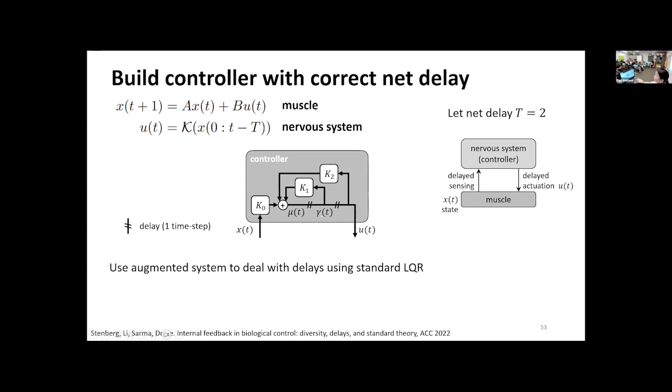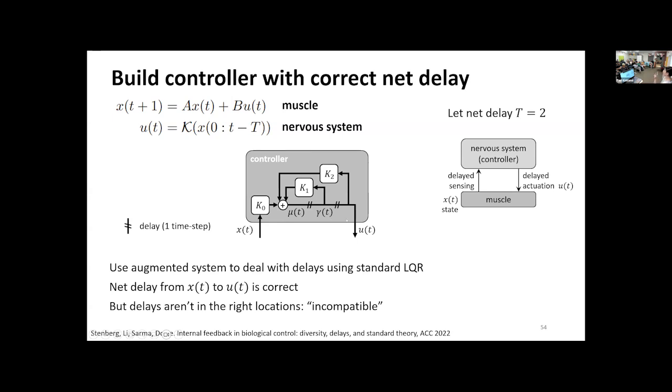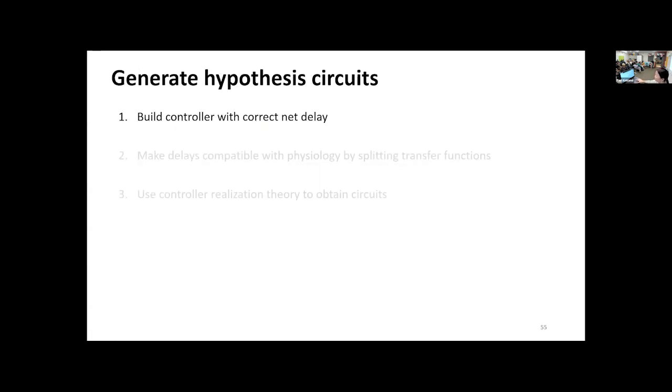So the main thing to notice here is that, yes, we have 2 time steps of delay. That is the goal. We're just trying to get to the net delay. But the delays aren't really in the right locations, as in like this delay is on the input and the output end, right? These 2 delays are right in the middle. So we wanted to more systematically generate stuff that looks like the thing on the right. So first step, very short.